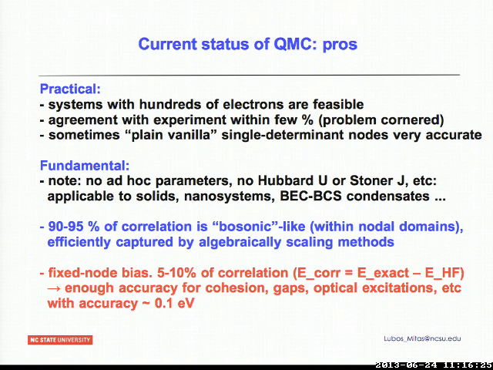No ad hoc parameters, no Hubbard U. It's basically an upper bound method. And this is actually very interesting, and that's fundamental.